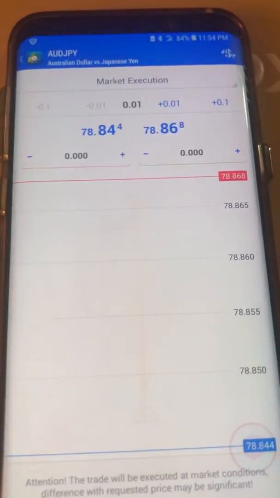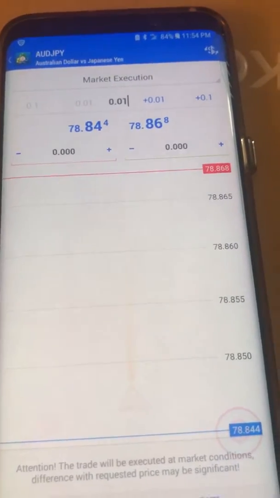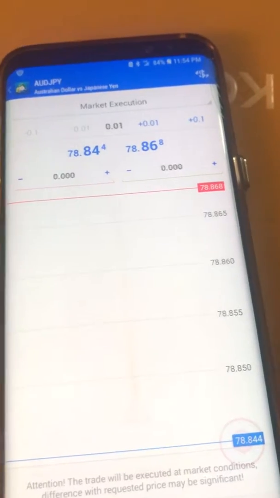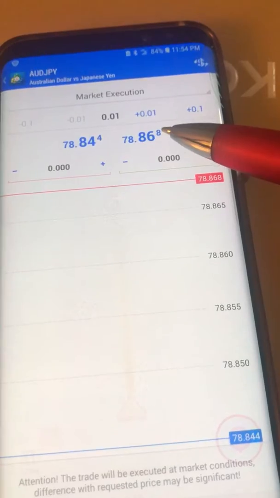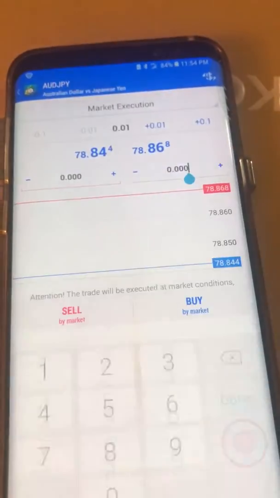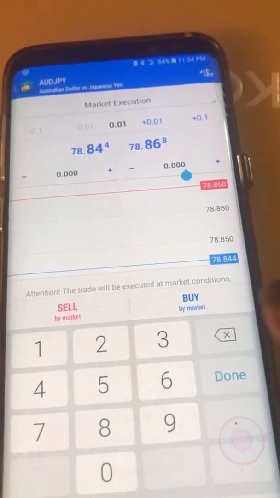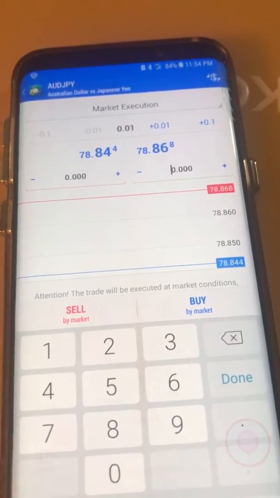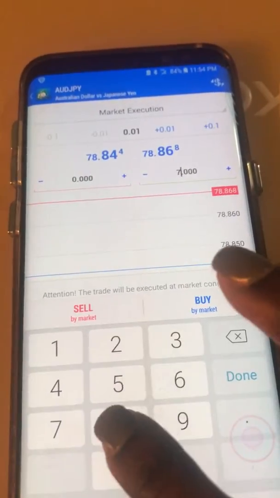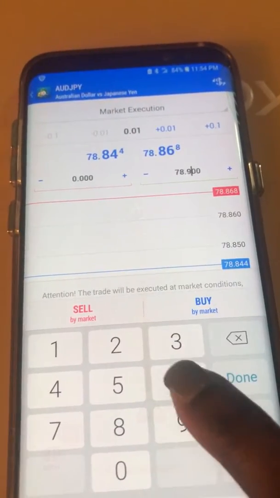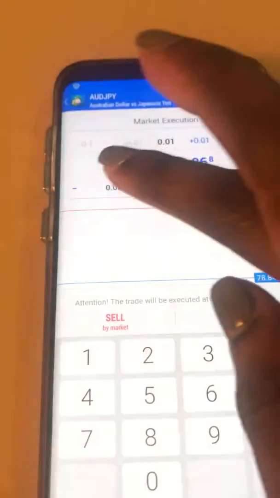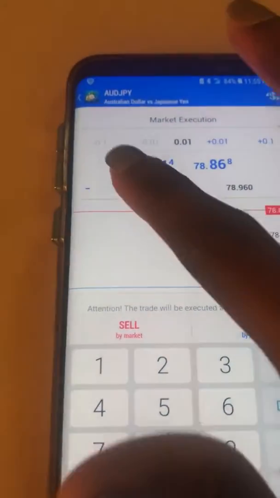Let's just pretend we're going to do a buy, and the take profit is 78.96. That's a 10 pip gain. If you look right here, that's a 10 pip gain if it goes to 78.96. So to type that in, you click there on those zeros, you backspace all the way to the front, and you type in 78.96.